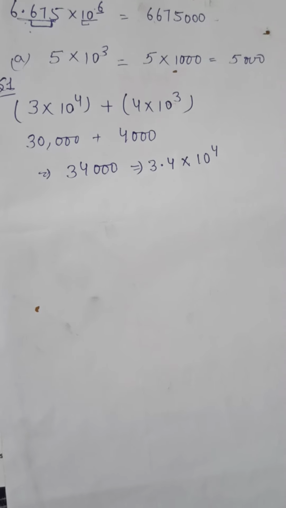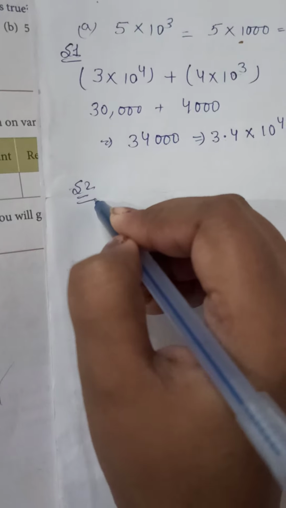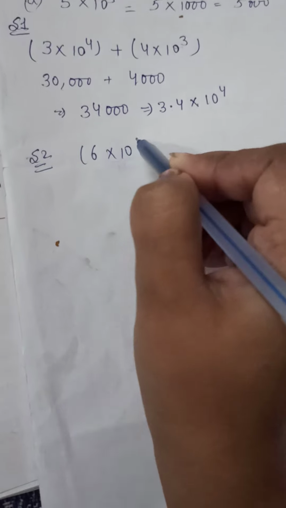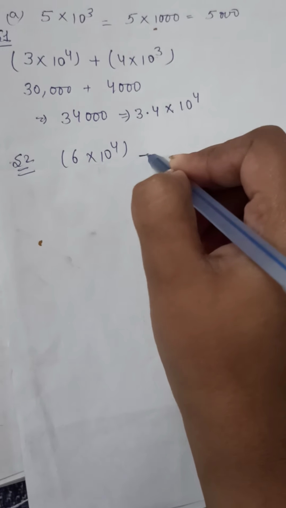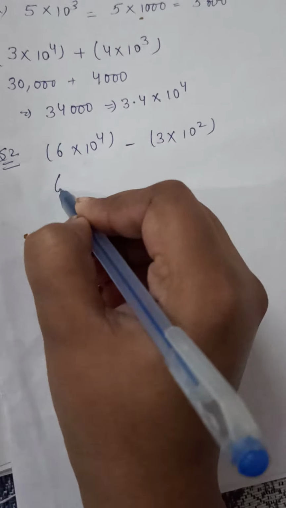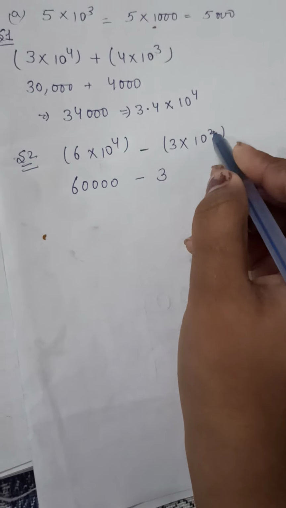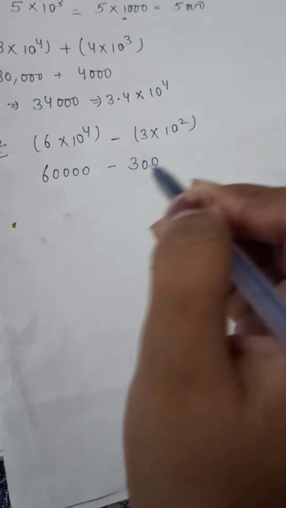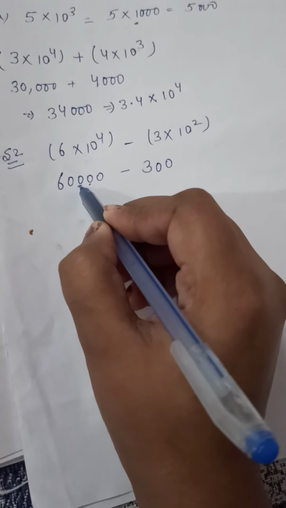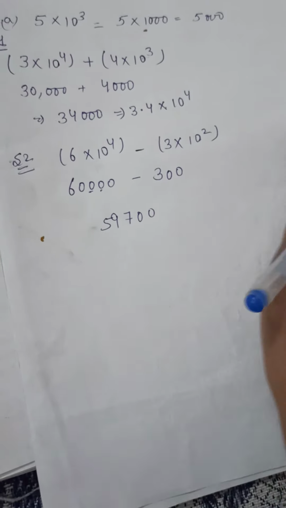Now come to the next one, that is S2. That is also like this. Simplify and write the answer in the standard form. It is given 6 multiply 10 to the power 4 minus 3 multiply 10 to the power 2. So 6 with 4 zeros, 1 2 3 4, minus 3 with 10 to the power 2, 1 2. Now subtract it, 0 0, here it comes 3, 10 minus 3, 7, 9 and 5, right?